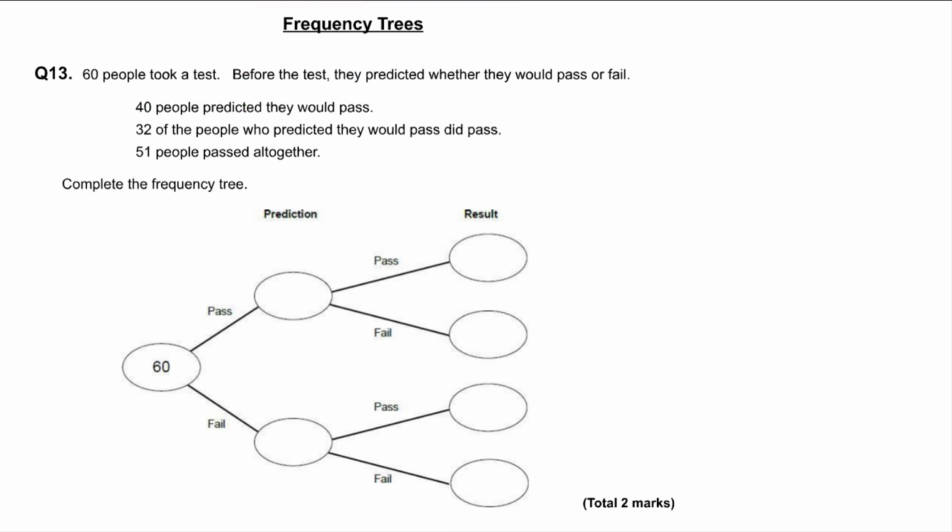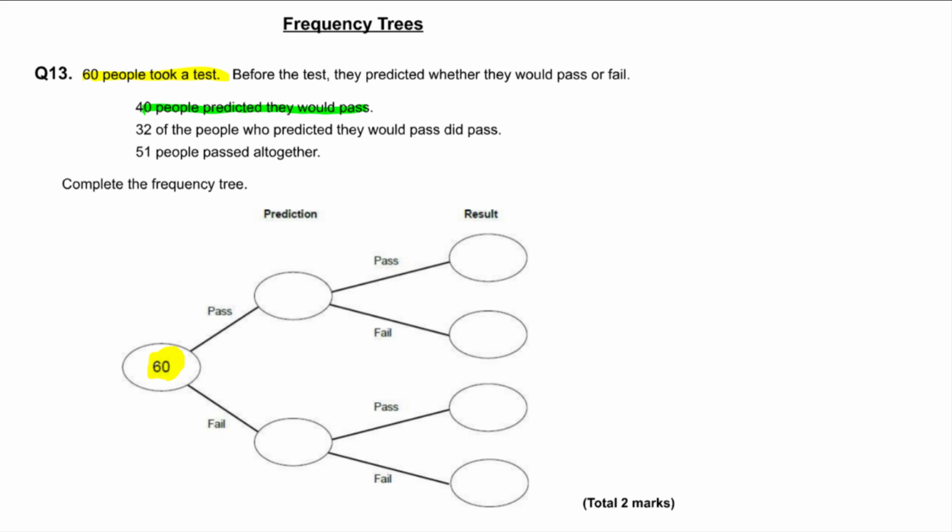Okay, next up we got frequency trees. Frequency trees are quite logical things really. You just need to read it through and kind of work them out as you go along. So 60 people took the test. So we can see this 60 people that they're talking about here. Before the test, they predicted whether they would pass or fail. So 40 people predicted they would pass.